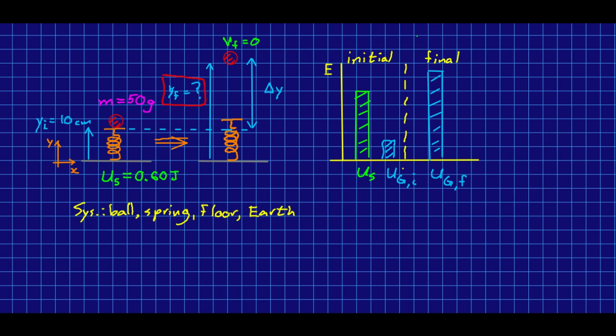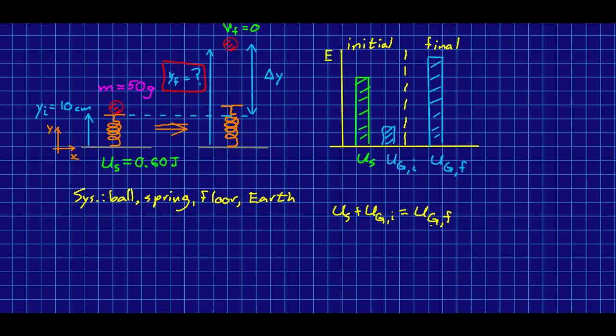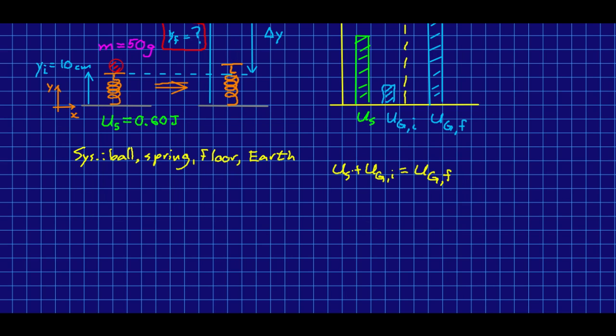And so that gives us our conservation of energy equation. It's just going to be the whole initial U_S plus U_GI, all equals our final U_GF. And we know U_S, it's just a number. And we know U_GI, but I'm not going to write it out. What I'm going to do is substitute in the expressions. And so now I can do a bit of rearrangement here.